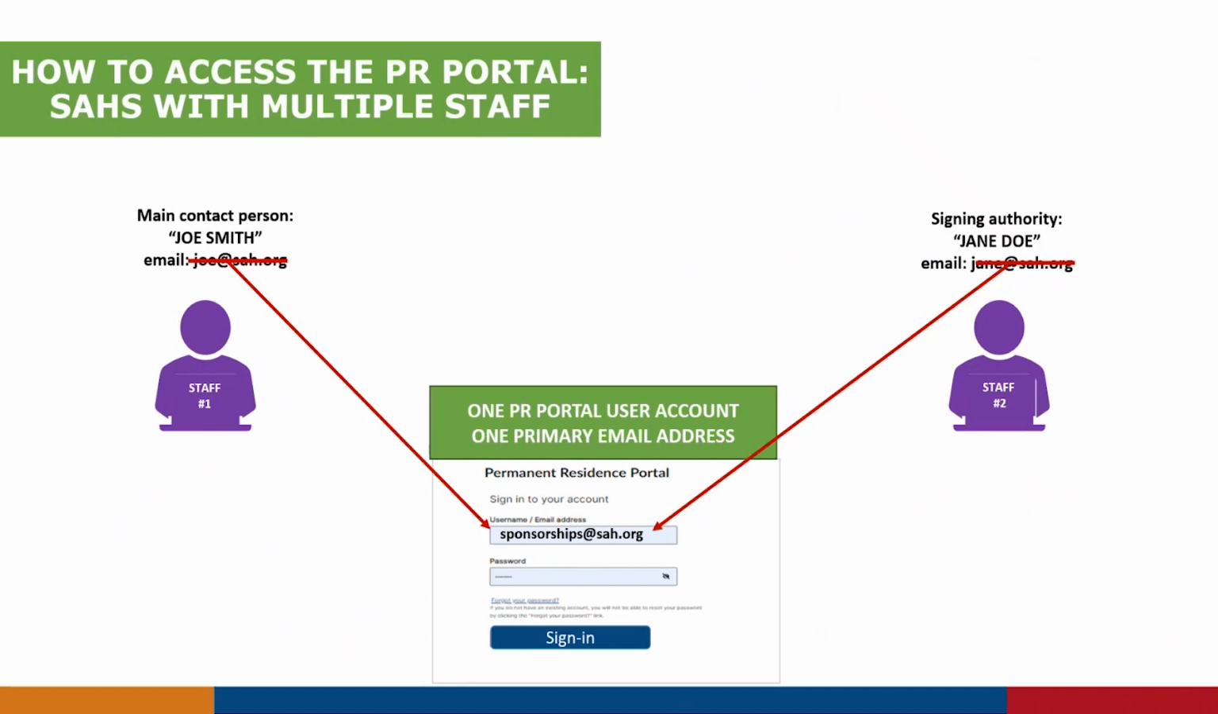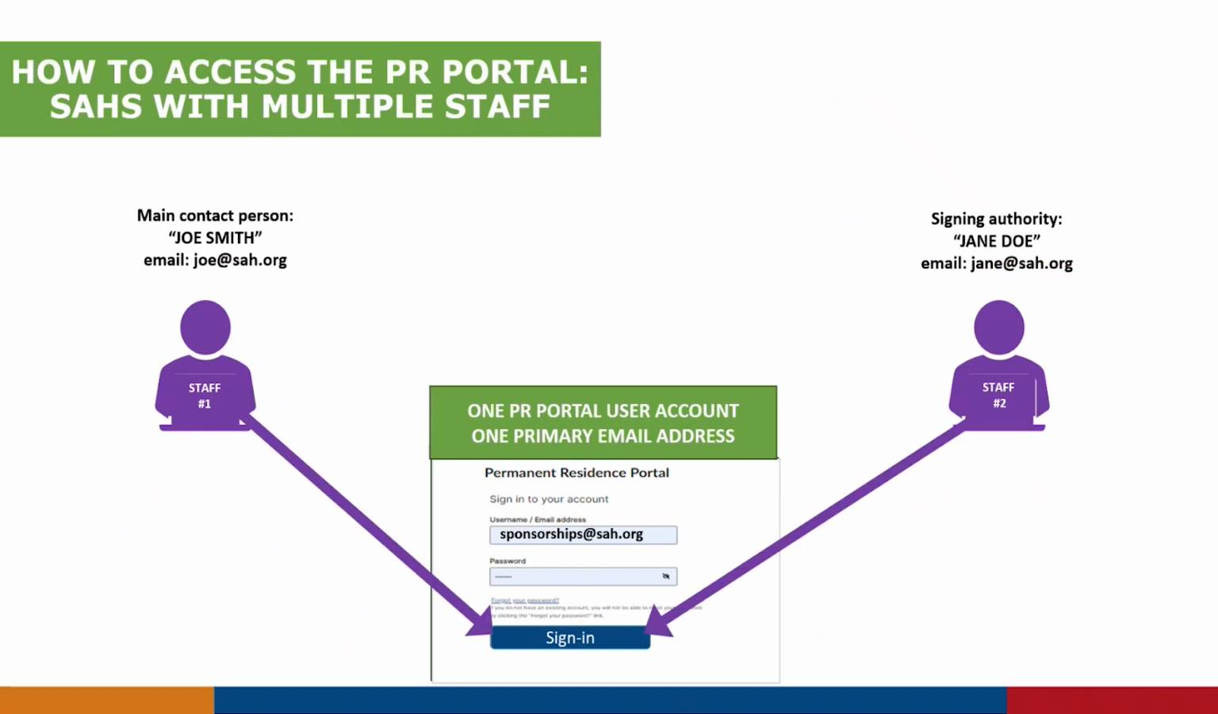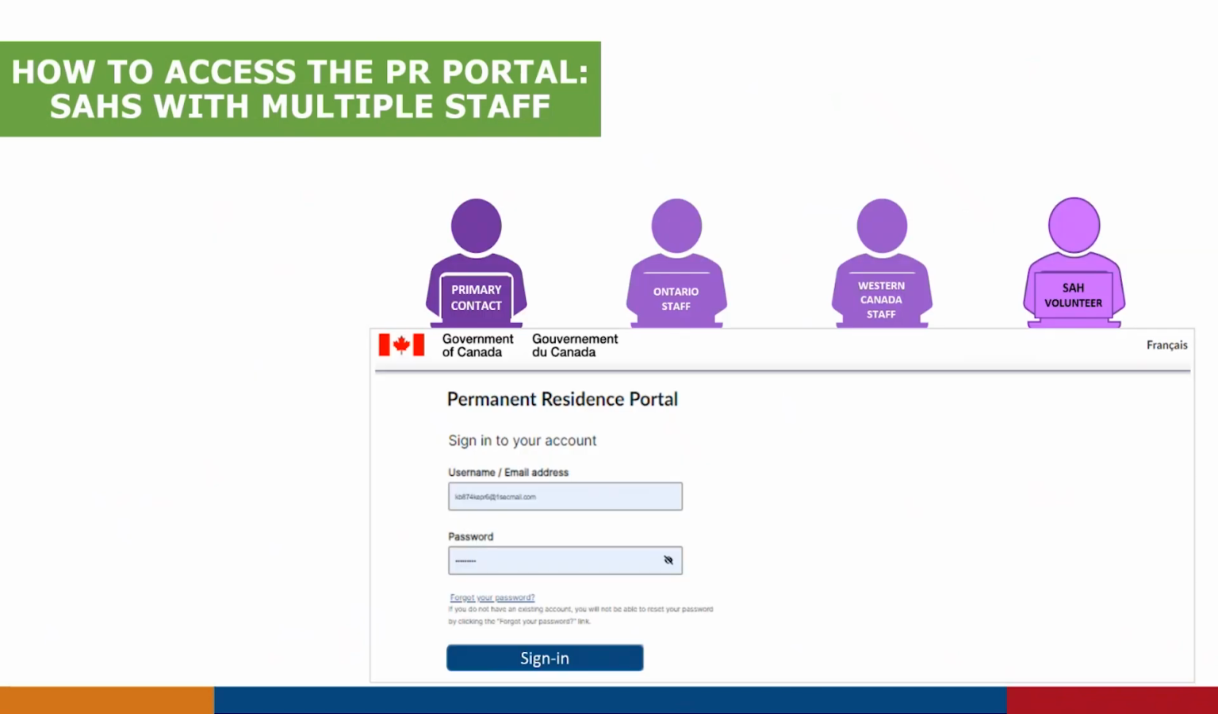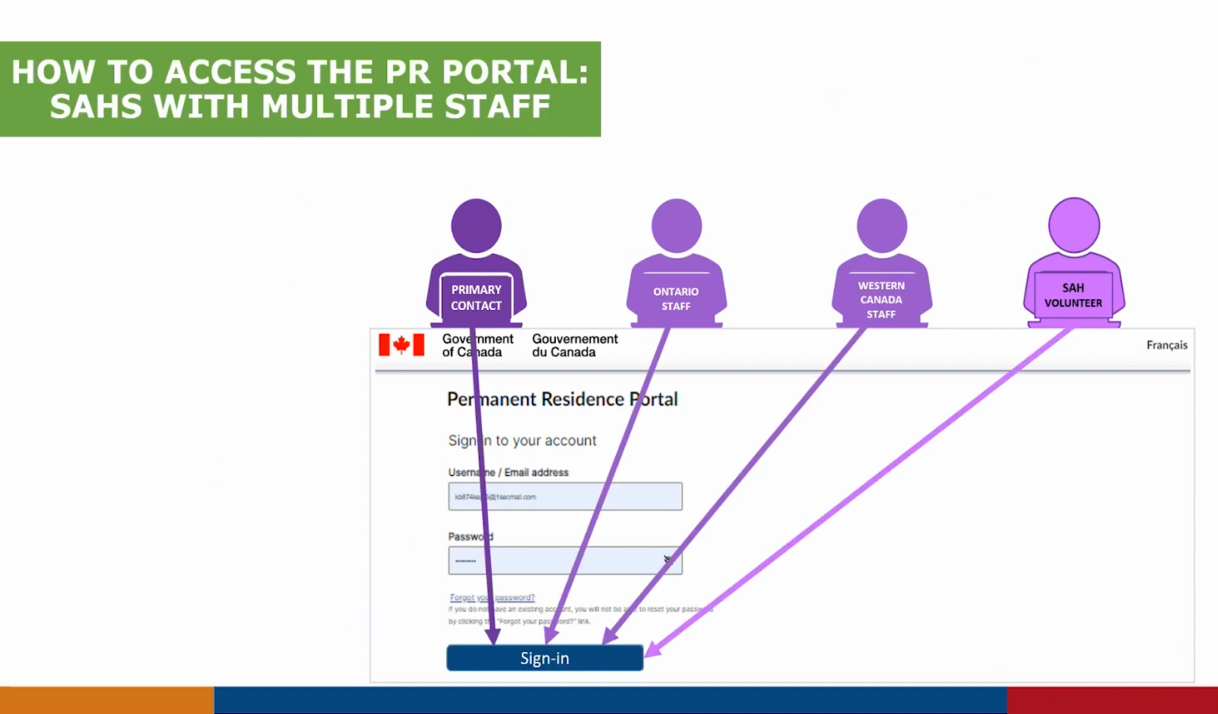That way, multiple staff will be able to log into that one permanent residence portal user account, and each person will have access to view all of the applications within the PR portal for your SAW. When a SAW wants to have more than one person access the PR portal using the SAW's primary sponsor user account, they are choosing to provide the sign-in information to each of their staff members and perhaps to specific volunteers who assist with preparing the applications for submission.